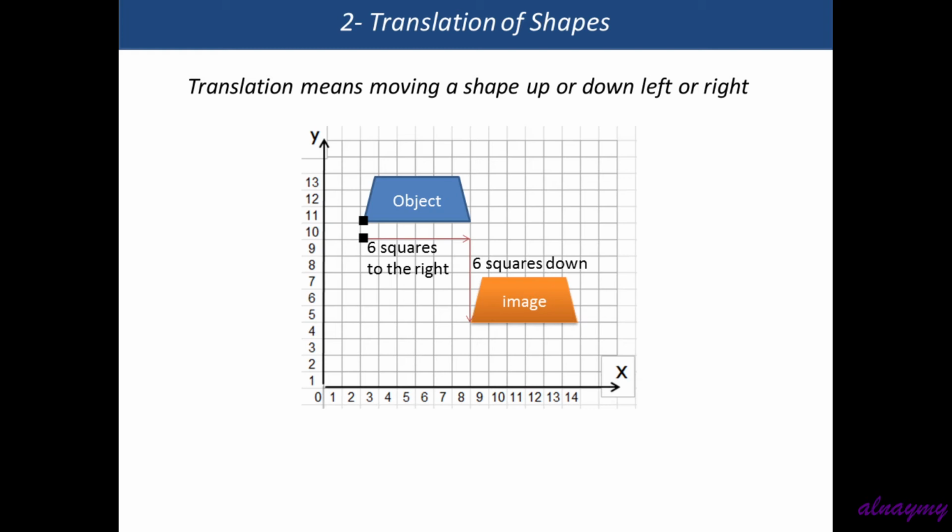When I tell you 6 to the right, 6 down, that means you move all the object 6 to the right, 6 down, or in other words, you move all the points that you choose from the object 6 squares to the right, and you go with all the points in the object 6 squares down. So it is 6 by 6, every point 6 by 6. So I choose a point here, I go also 6 to the right, 1 2 3 4 5 6, and I go 6 squares down, 1 2 3 4 5 6, and it brings me here. This is the second point.